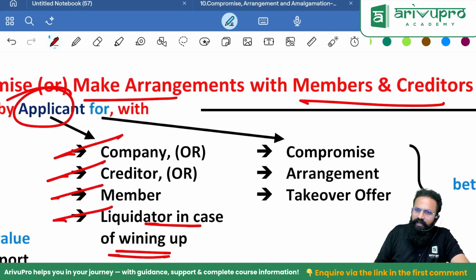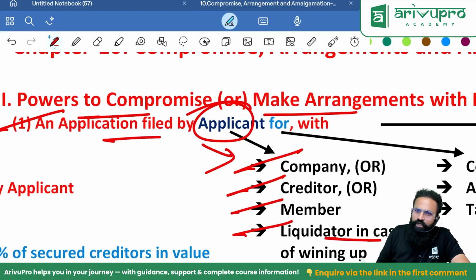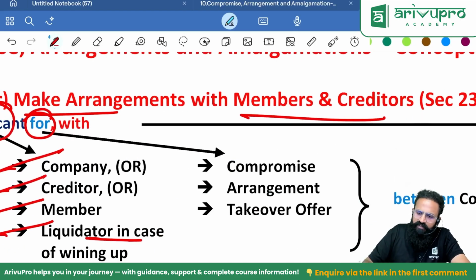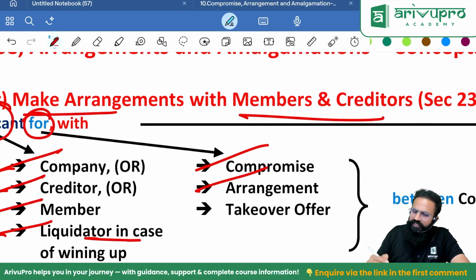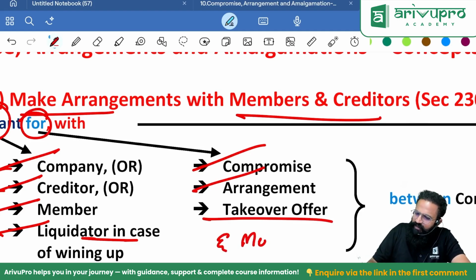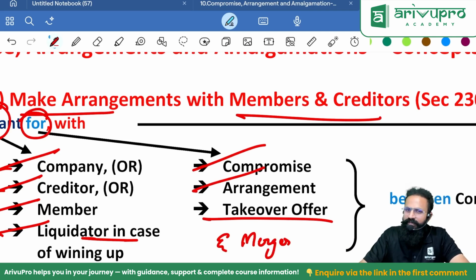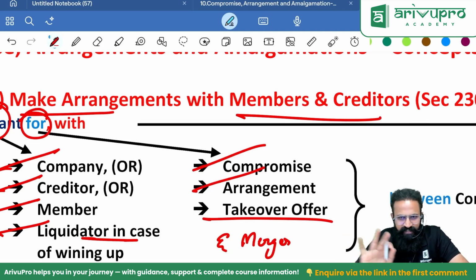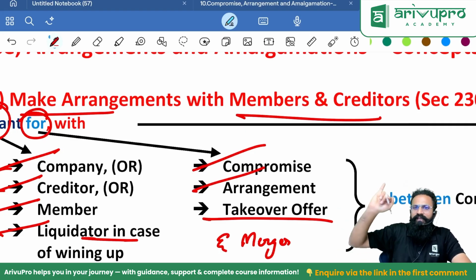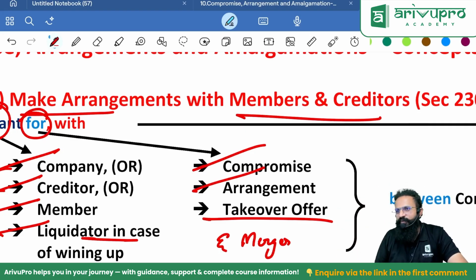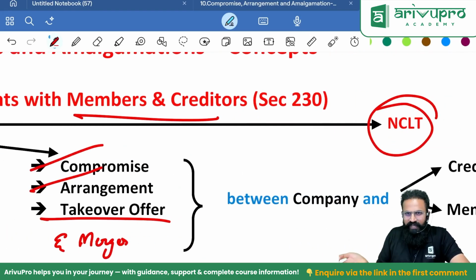Now we are filing an application. We know the applicant. For what are we filing the application? We are filing an application for compromise, arrangement, or even a takeover. This will even add a merger also here. Right now don't write it. 232 is merger. When it comes, I'll tell you why I wrote merger here. So I'm filing an application for compromise, arrangement or takeover.